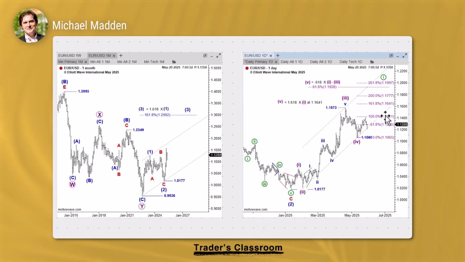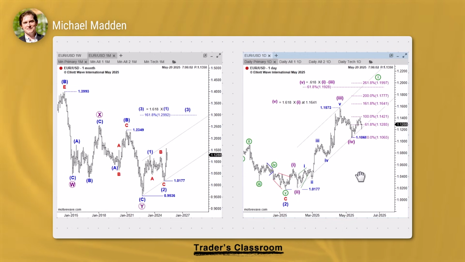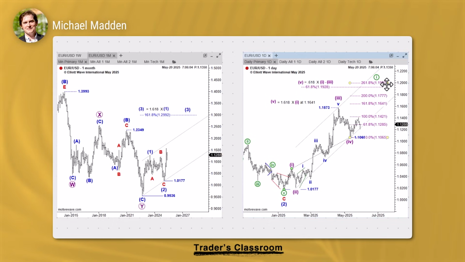Just notice what I've done there is I have colored the Fibonacci expansion or projections in the same color as the wave degree that I'm working with. So this is very handy if you're using multiple projections to find clusters. You can relate the projection with the color of the wave degree you're working with. But you can see here the equality projection is below the wave 3 peak. So we're not going to forecast a truncation.